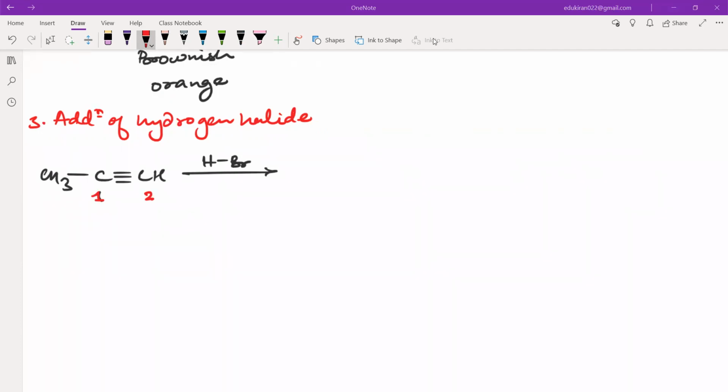So tell me guys, HBr will attach on which carbon? Which has less hydrogen, na? So tell me which carbon? Br will attach on which carbon? First carbon or second carbon? Br? First carbon, right? It will attach on the first carbon. So first of all, you will be getting CH3, C Br double bond CH2.